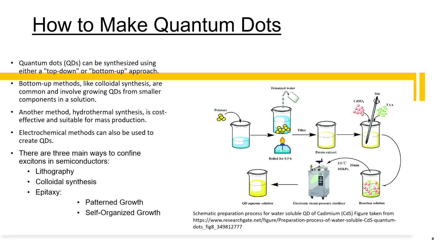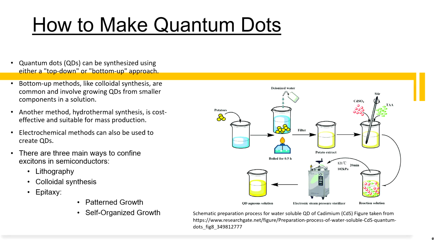So this is a technology which is used for synthesizing the quantum dots. It appears to be very simple, but when you do it, it has several controlled features. You need to control so many factors here to get the desired quantum dots. Another method is hydrothermal synthesis, which is cost effective and suitable for mass production.